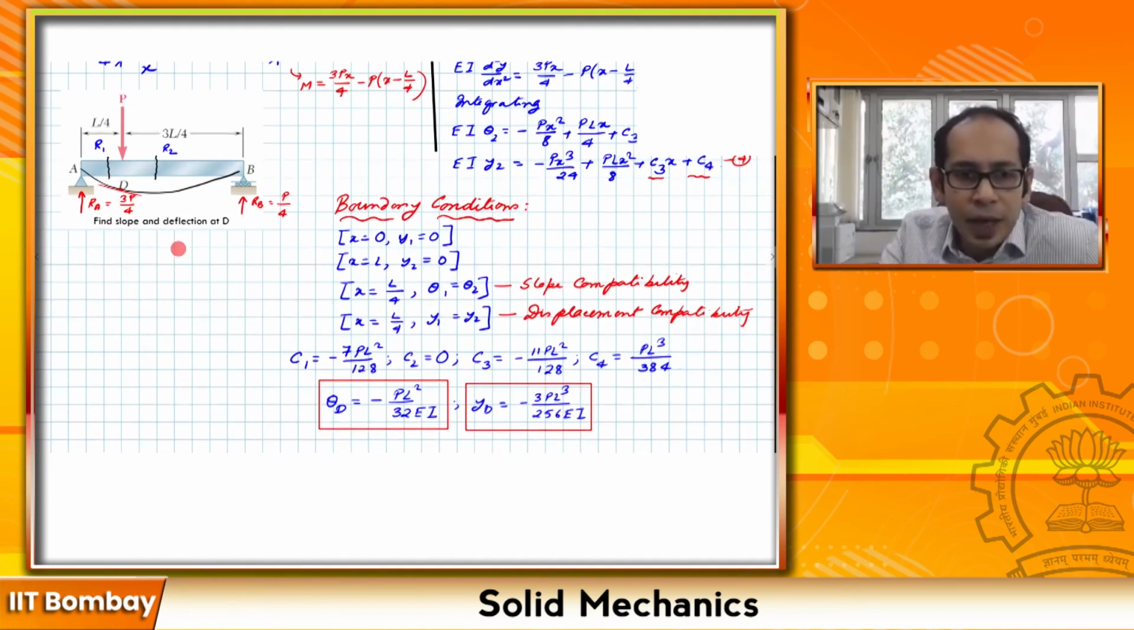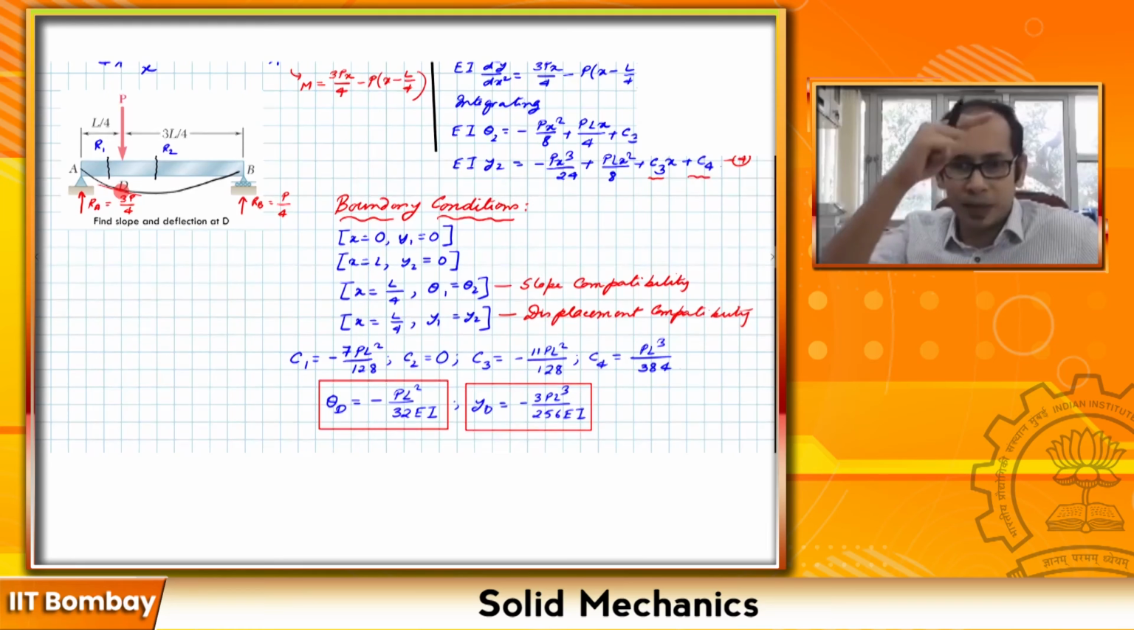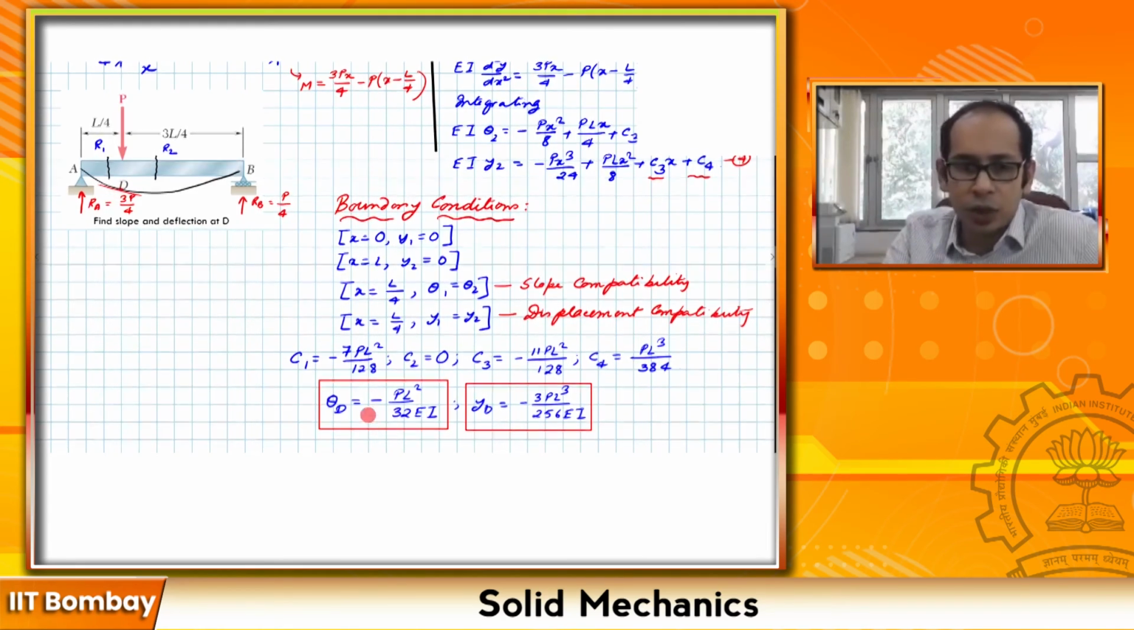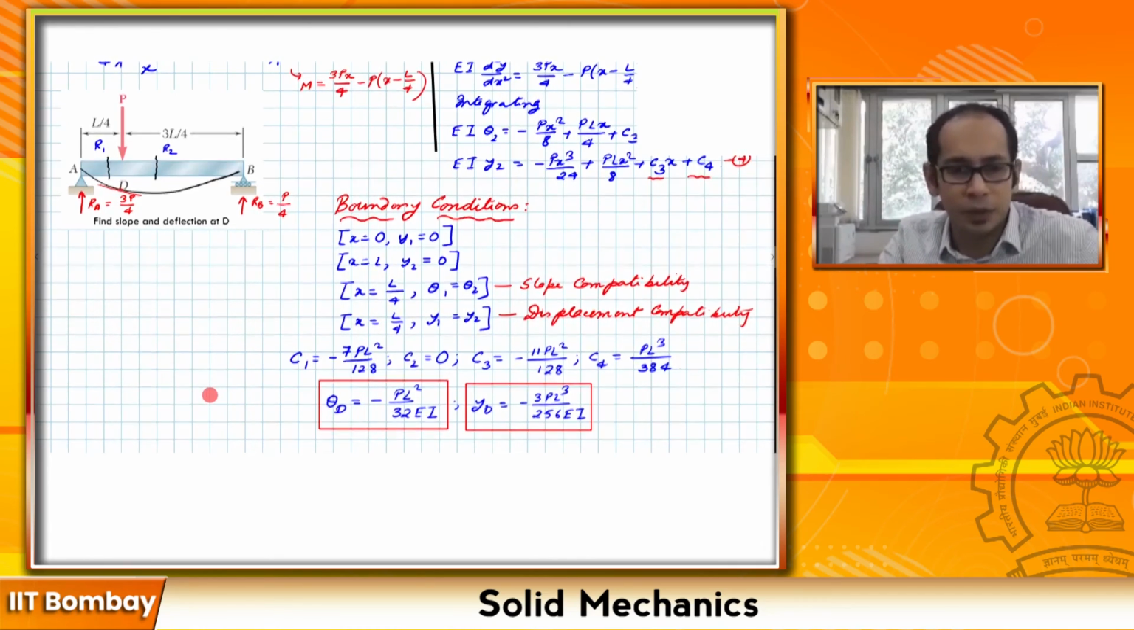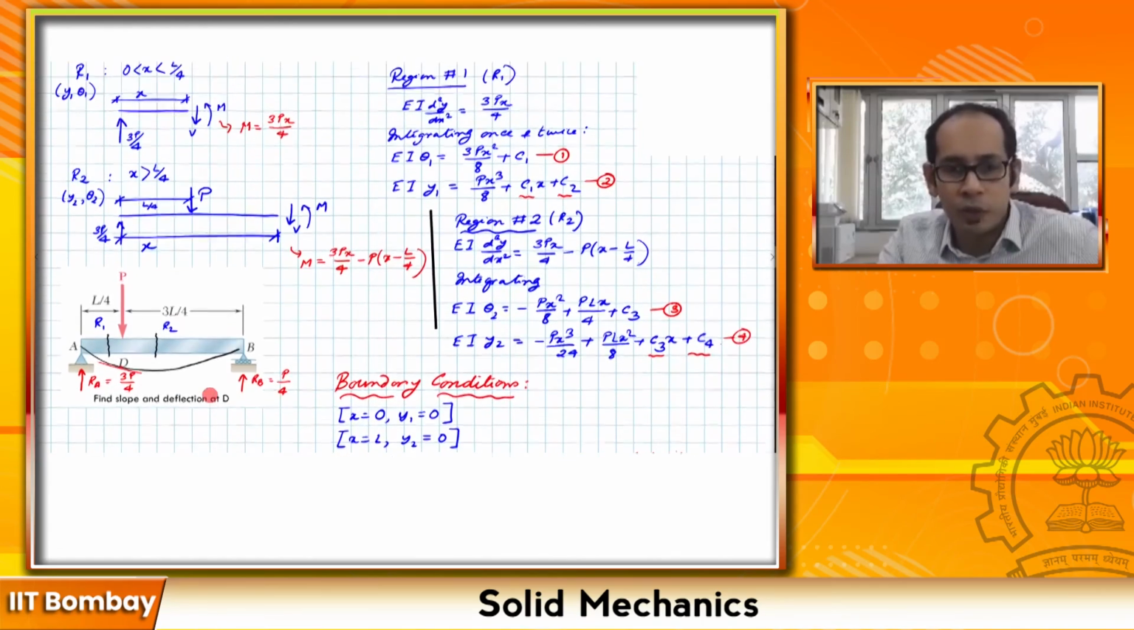Now, is it possible for us to tell whether the point d is the maximum deflection? It's not. If it was the maximum deflection, then the slope at that particular point must be equal to 0. So here the slope is not equal to 0, so d is not the point of maximum deflection, right? I hope this problem overall was clear to you.